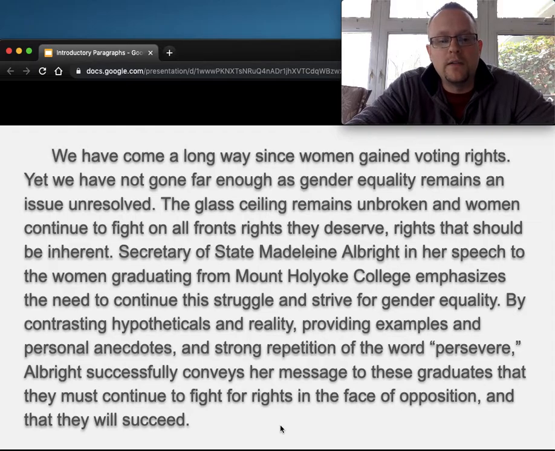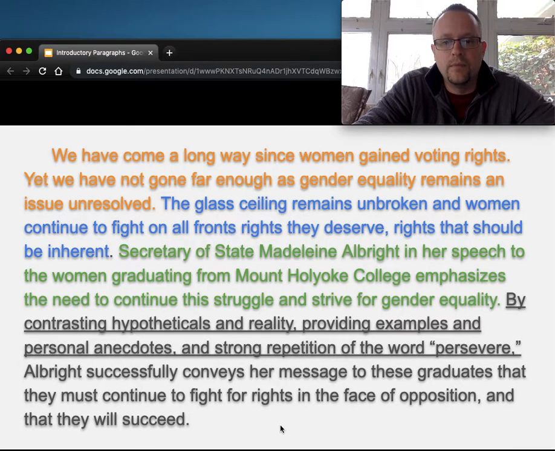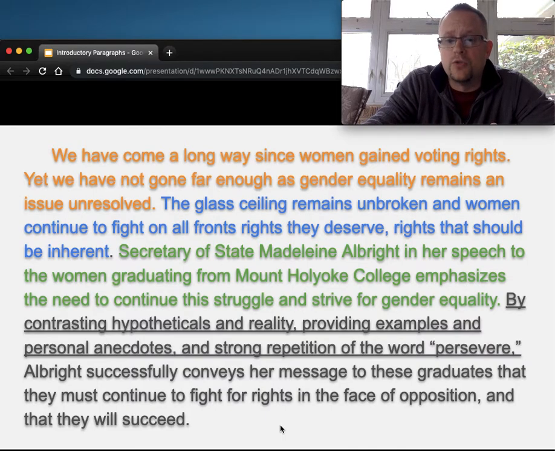By contrasting hypotheticals and reality, providing examples and personal anecdotes, and strong repetition of the word persevere, Albright successfully conveys her message to these graduates that they must continue to fight for rights in face of opposition and that they will succeed. What do we have going on here? We got a lot of things. Number one, by contrasting hypotheticals and reality, providing examples and personal anecdotes, and strong repetition of the word persevere, we have our rhetorical devices, our rhetorical choices that Albright is using, where she's conveying her message to these graduates.